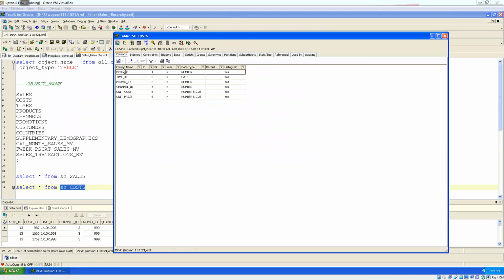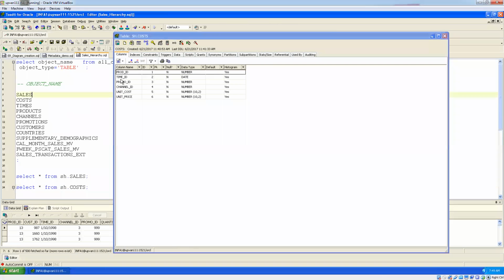So this is a continuation of the previous session. We are looking at the schema called sales hierarchy, and we are trying to create an ER diagram corresponding to it. Corresponding to the sales table, we have seen that it is referring to the time ID from the times table, promo ID from promotions, prod ID from products, customer ID from customers, and channel ID from channels. Now we are looking at the second table, which is costs.